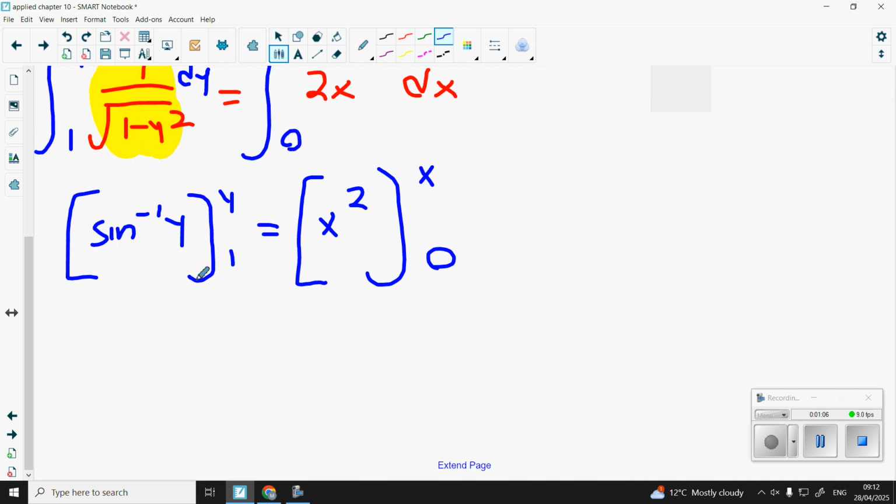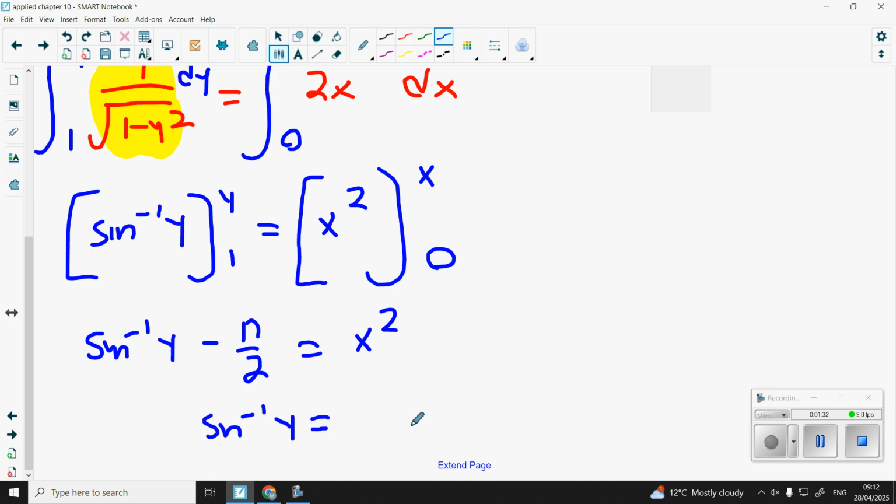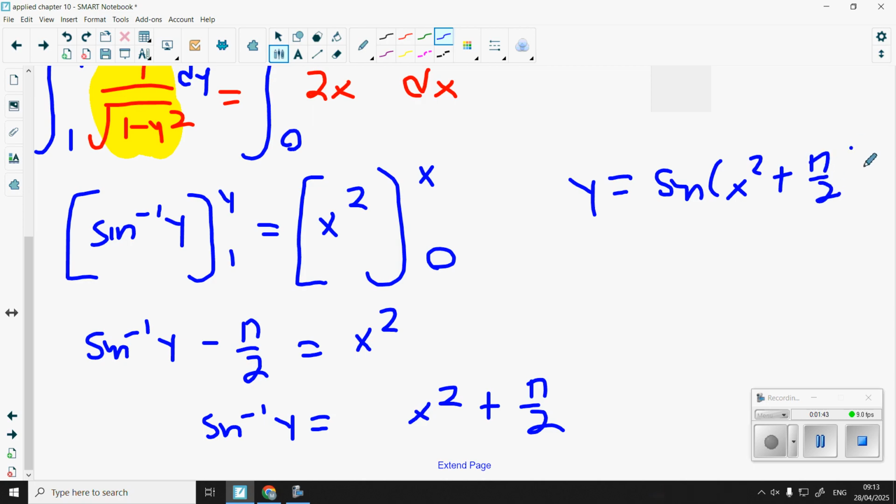And in a way, this might be slightly disappointing now because it's going to be sine inverse y minus sine inverse 1. What is sine inverse 1? You'd never use degrees though. Pi over 2 in radians, yeah. And plus x squared over your side. Sine inverse y is x squared plus pi over 2. This means y is what, guys? Sine of x squared plus pi over 2.